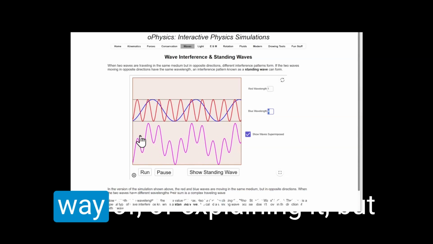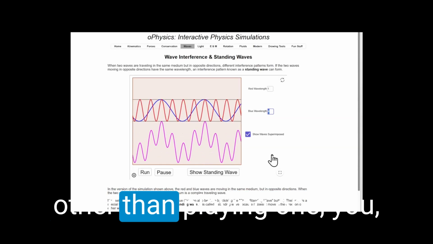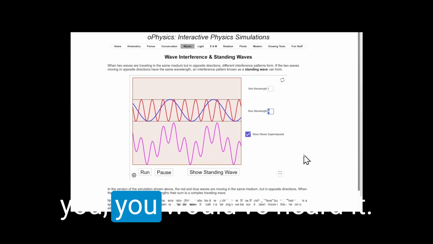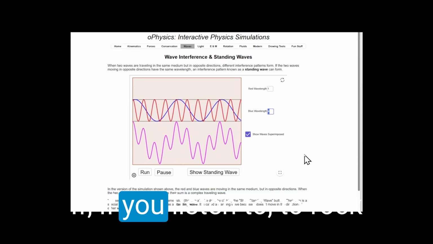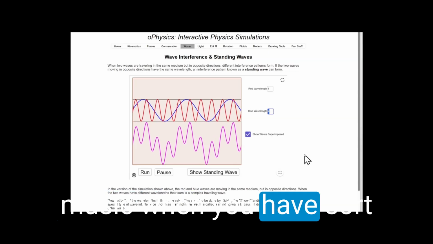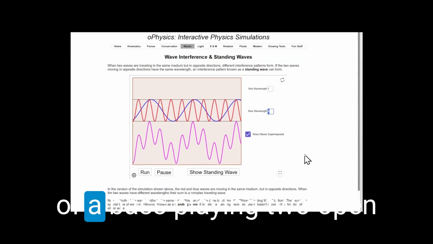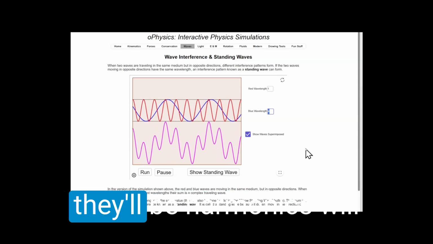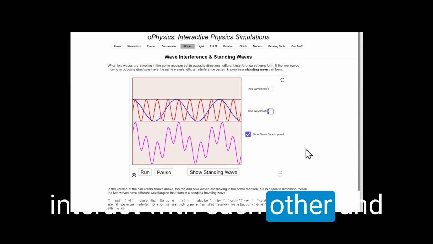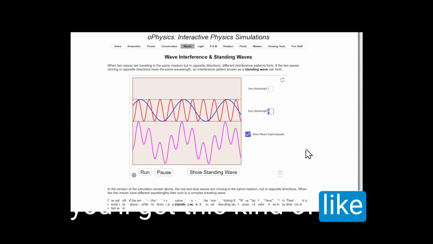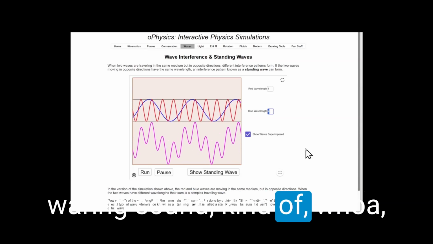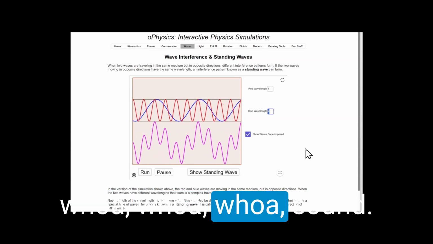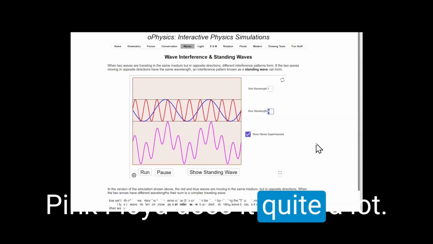I can't think of another way of explaining it, other than playing one. You would have heard it if you listen to rock music, when you have a bass playing two open strings. Quite often the harmonics will interact with each other, and you'll get this kind of whirring, wah wah wah wah sound. Pink Floyd uses it quite a lot.